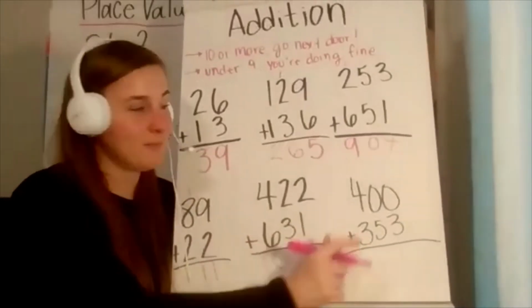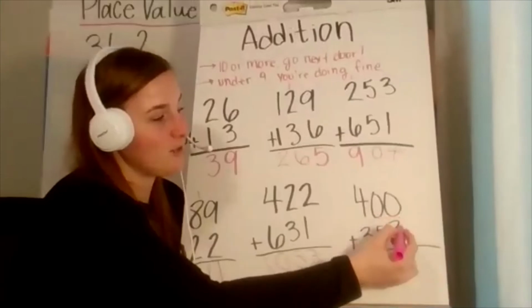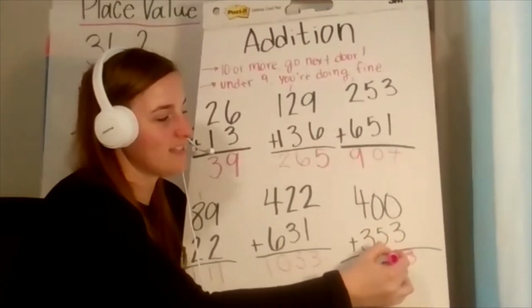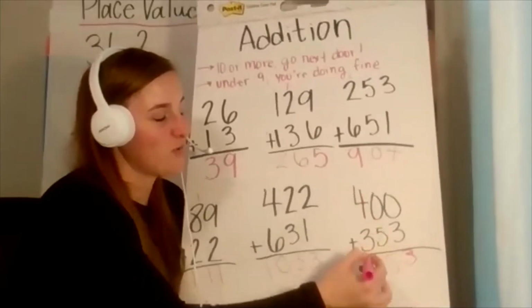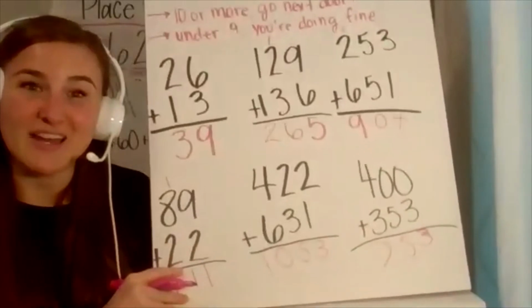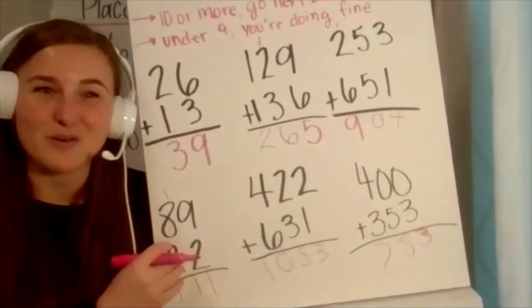Okay, on this last problem, 400 plus 353. 0 plus 3 is 3, 5 plus 0 is 5, and 4 plus 3 is 7. All right, second grade. Okay, so head on over to Classkick, and there are going to be some problems there for you to work out.